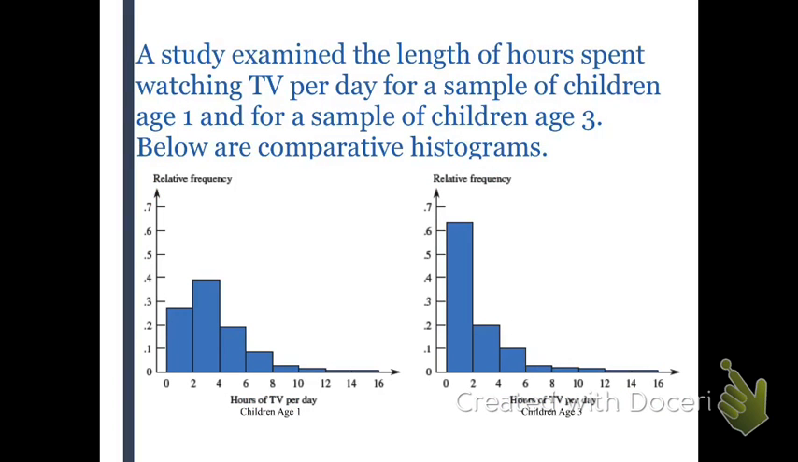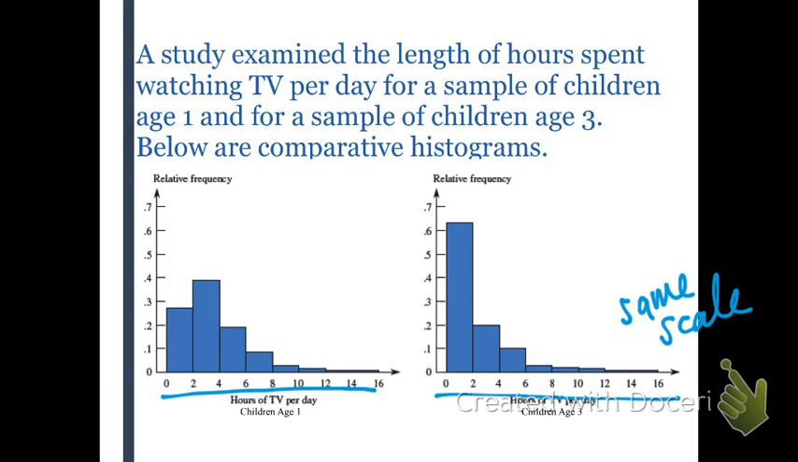So here we have length of hours spent watching TV per day, and we have two comparative histograms. If you were to draw comparative histograms, they would either be side by side or stacked vertically, one on top of the other. But they need to have the same scale. You'll notice they have the same scale so that you can accurately compare them, because if one had a different scale, it would look different. Just a rule of thumb if I ever ask you to create comparative graphs.